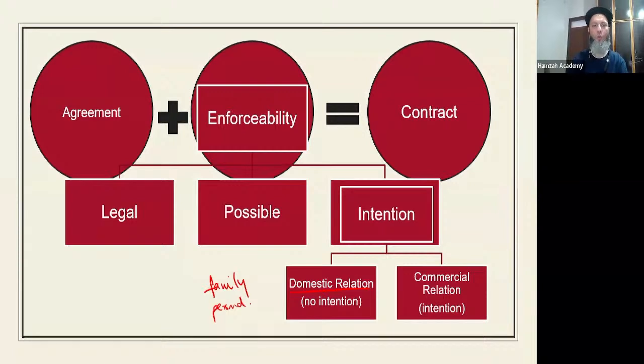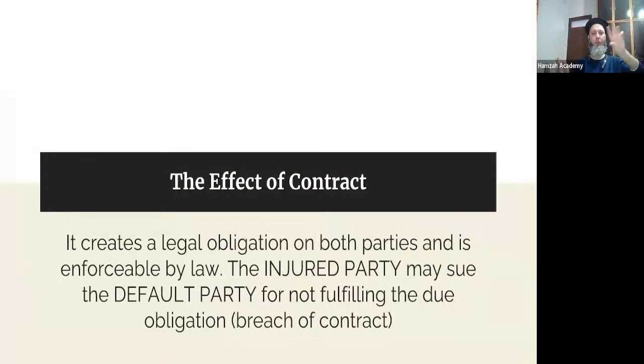So finally, what is the effect of the contract? Meaning, when one party has made an offer, the other has agreed, there is consideration involved, it is legal, it is possible, and intention is there, meaning a contract is formed. So it creates obligations for both parties, meaning both parties now have to perform something, and it is enforceable by law.